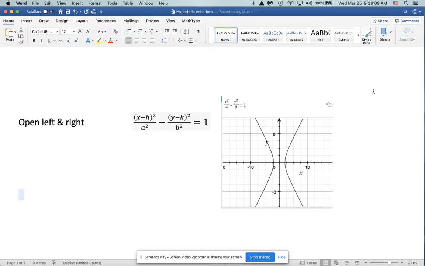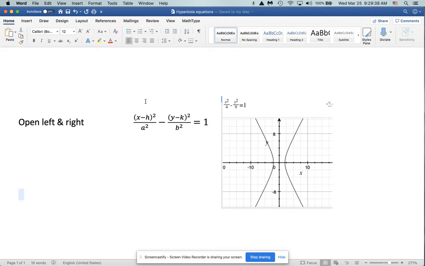Welcome. Now we're going to go on to hyperbolas, which are very similar to ellipses in the sense that the equation looks exactly the same, except we have a minus rather than a plus. So we still have our (x minus h), our horizontal shift for our center, squared over a squared, minus (y minus k) squared over b squared, equals 1.